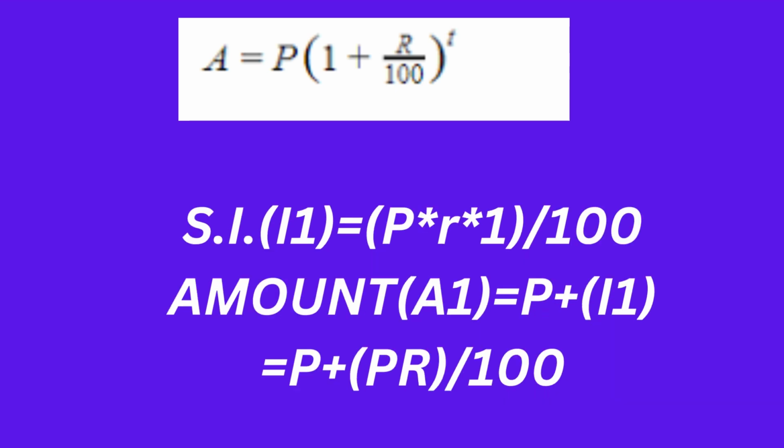Now, simple interest at the end of first year is P × R × 1/100. Therefore, amount at the end of first year will be P + I1. It becomes P + PR/100.